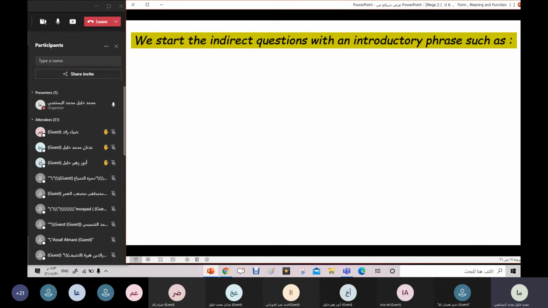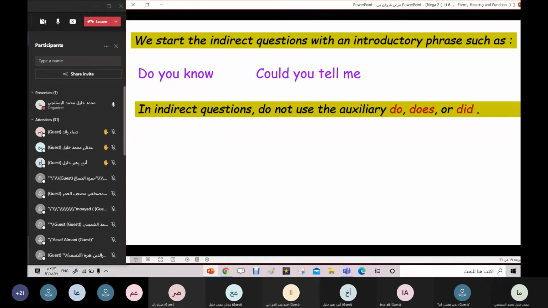Now we start the indirect question with an introductory phrase, such as, do you know? Could you tell me? Can you tell me? In indirect questions, we usually remove the auxiliaries do, does, did. For example, where does he live? This is a direct question. If we have an introductory phrase and you want to make it indirect, we have to start with, do you know? Do you know where he lives?